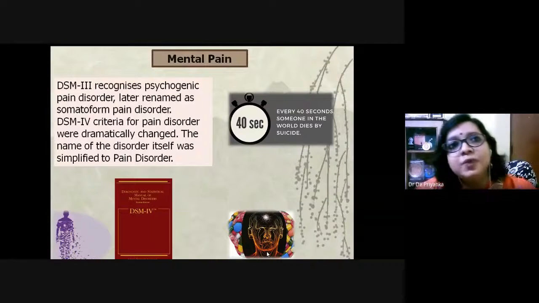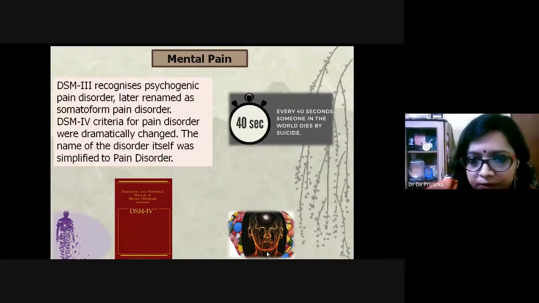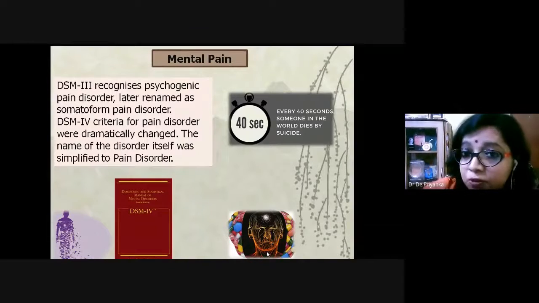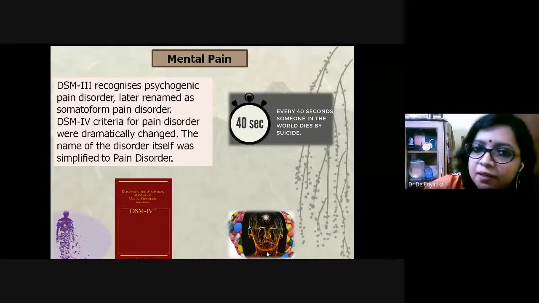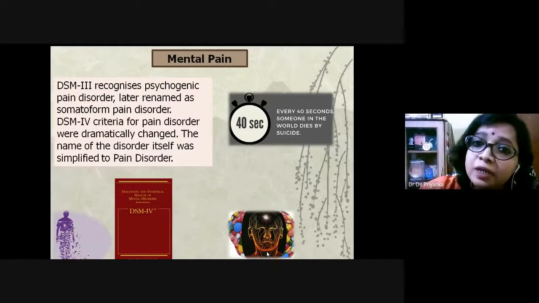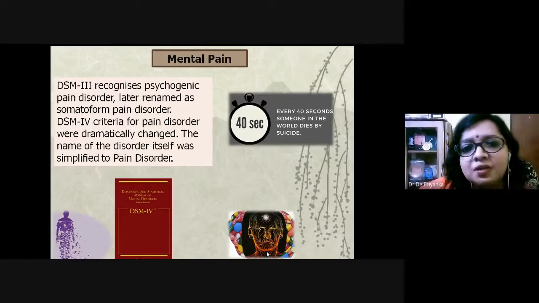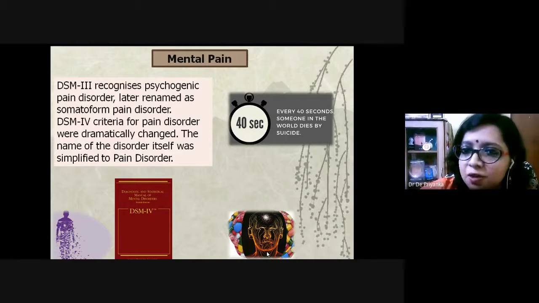Now, as I mentioned already about the psychogenic or mental pain, there are a number of diagnostic manuals for patients in psychology, and the Diagnostic and Statistical Manual of Mental Disorders has recognized pain from time immemorial onwards. But in the DSM-3, when it was introduced, there was a mention of the term psychogenic pain disorder, which came to be replaced by another term called somatoform pain disorder, creating so much confusion. But then came the DSM-4 criteria, where it was much more simplified. It was only called pain disorder. So it's now quite natural for us to understand pain disorder to be nothing but a chronic pain disorder or mental pain.